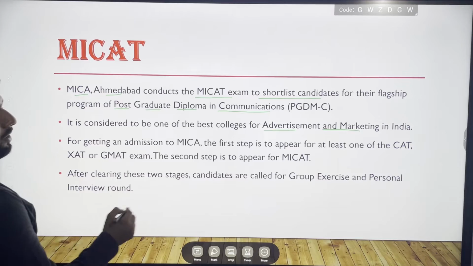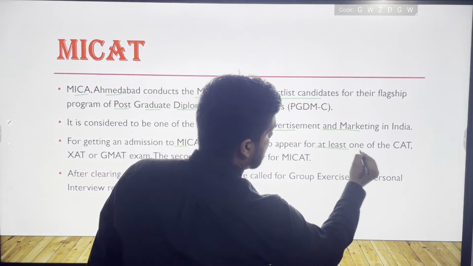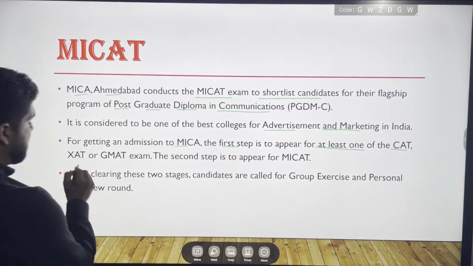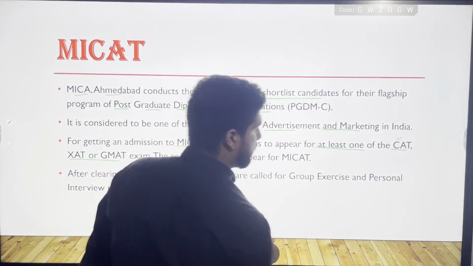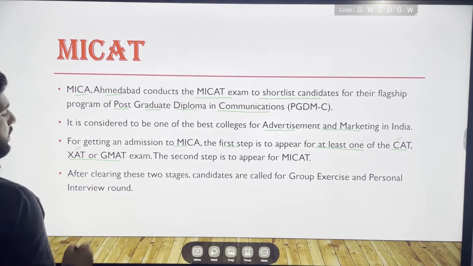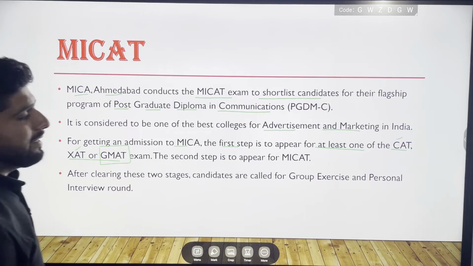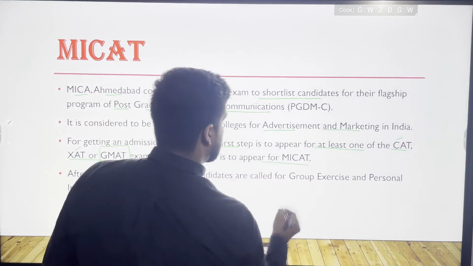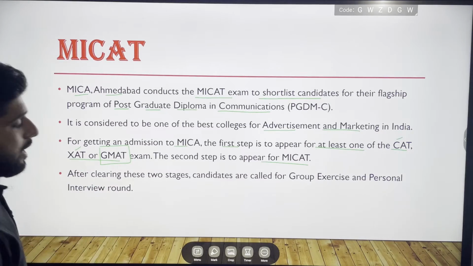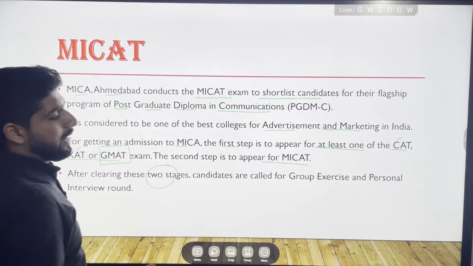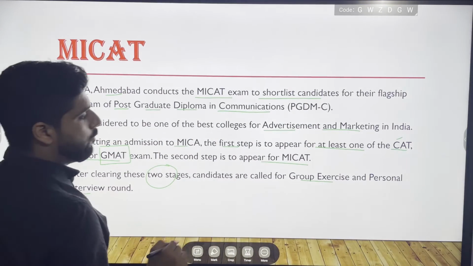For getting admission to MICA, the first step is to appear for at least one of the CAT, XAT और GMAT exam. CAT के बारे में ऑलरेडी बात हम कर चुके हैं, XAT के बारे में we have done, GMAT के बारे में अभी बात करेंगे. Then the second step is to appear for the MICAT exam for the Mudra Institute. After clearing these 2 stages, candidates are called for group exercises and the personal interview round.